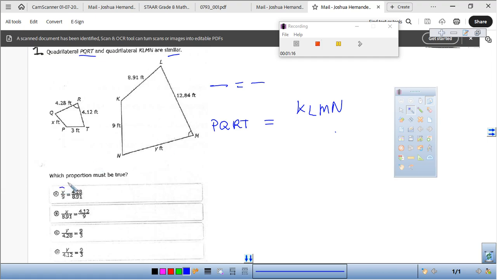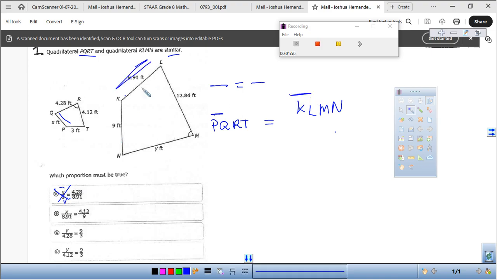So X, where's X? X is going to be between QP. QP is right here. X should go over KL. Well, where's KL here? KL, 8.9. Is it over 8.9? So guess what? That doesn't go there. Let's try another one now. X over 8.91. So X, QP, and then it's going to be over 8.91. Where's 8.91? Oh, 8.91. Perfect. So that one checks out.